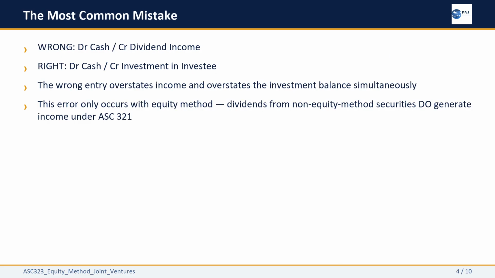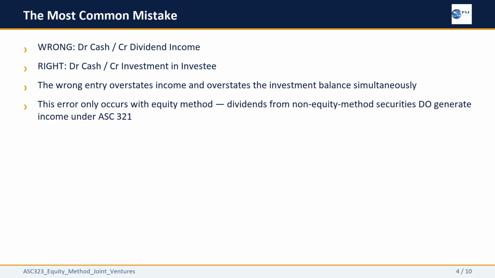Watch out for this one. The most frequently tested mistake in equity method accounting is crediting dividend income when a distribution is received. Under Accounting Standards Codification 321, which covers equity securities that do not qualify for the equity method, dividends are income. But under the equity method, you have already recognized that income through the equity pickup. If you credit dividend income here, you are reporting the same economic gain twice. The wrong entry also leaves your investment balance too high because the distribution should have reduced it.